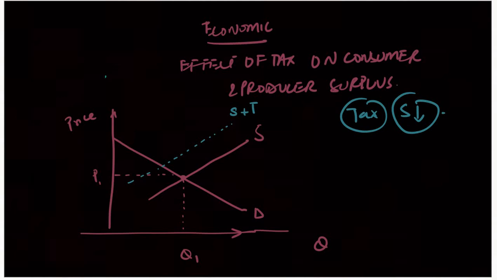Now when this becomes S plus T, what will be the new equilibrium? The new equilibrium price has risen to this point, to P2, and the quantity has decreased to Q2. P has increased and Q has decreased.